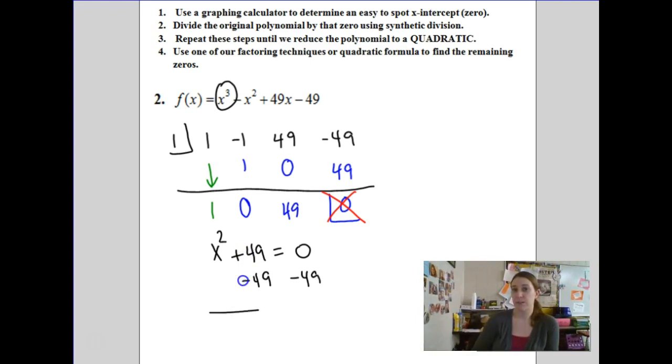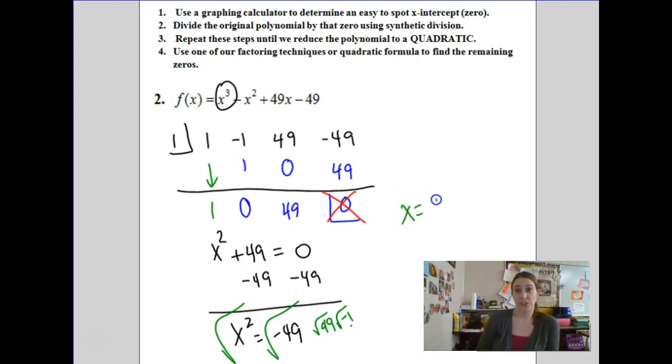So if I subtracted 49 from both sides, we get x squared equals negative 49, and this is where we have to think back to last semester. When you square root negative 49, it's a 7i, remember, because it's like 49 times negative 1. But it's still an algebraic equation, so it's actually plus and minus 7i. So all my solutions are x equals 1, x equals 7i, and x equals negative 7i.